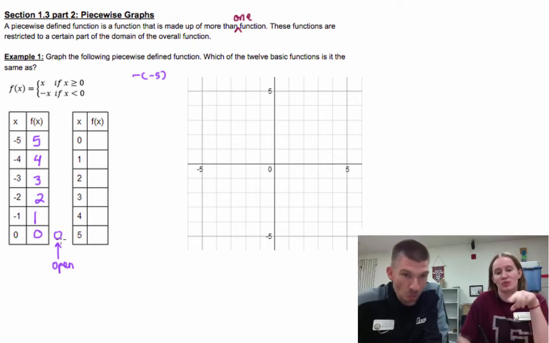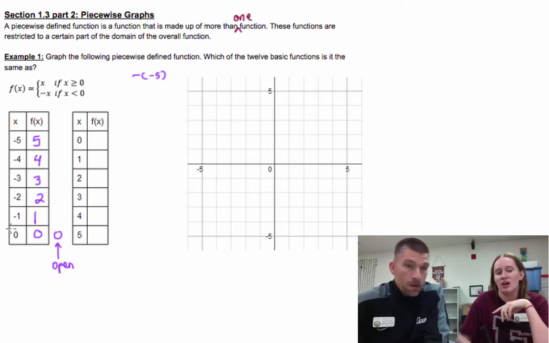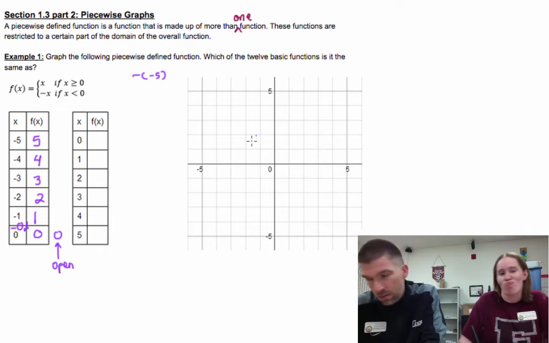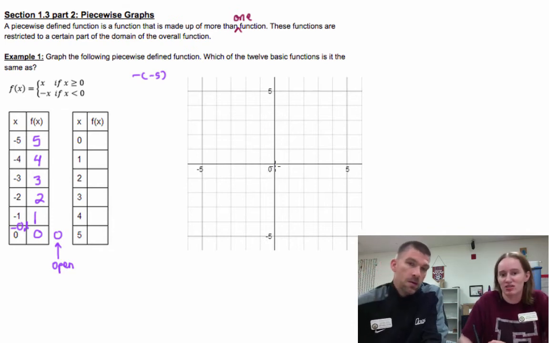Okay, so that's why we need the open dot, because that will help us on our graph see like negative 0.1. Because that is still less than 0. Still less than 0. So is negative 0.0001.